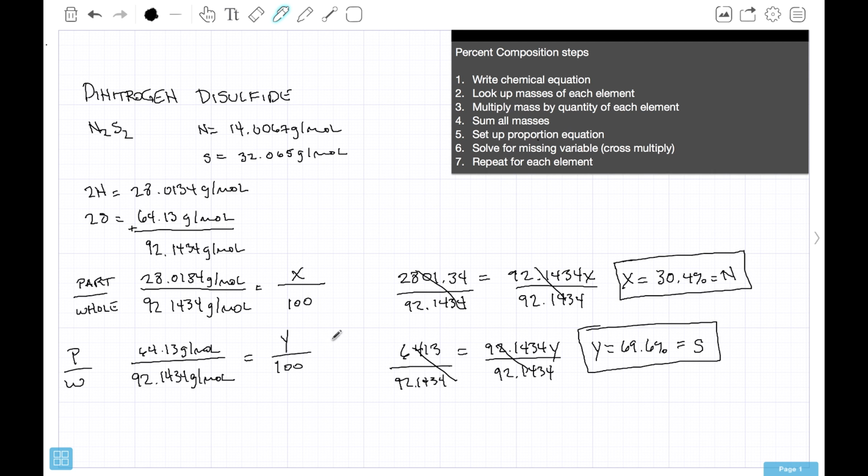Now, especially when you have only two elements, you could have just stopped here and subtracted 30.4 from 100%, and you would have ended up getting 69.6. But I wrote it all out so you guys can see exactly what is happening. And you know, once you get comfortable with everything, you can cut steps out. But here's the long way.